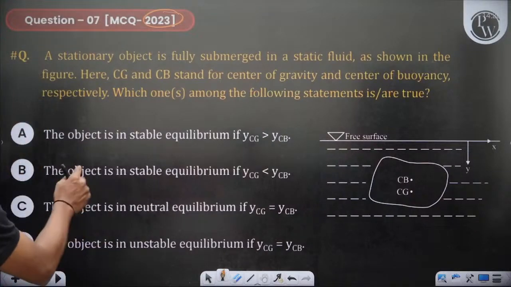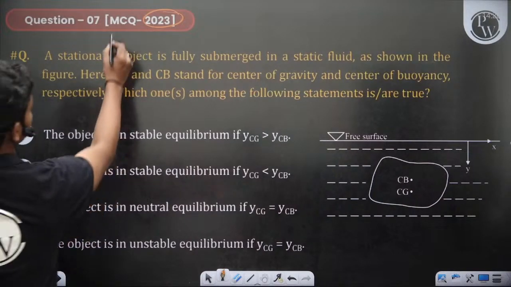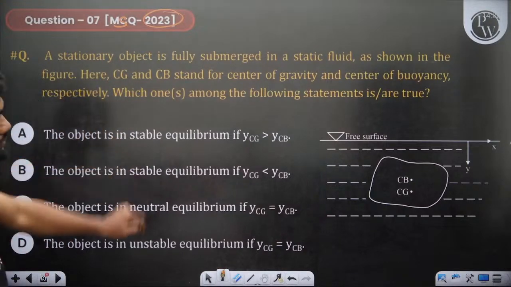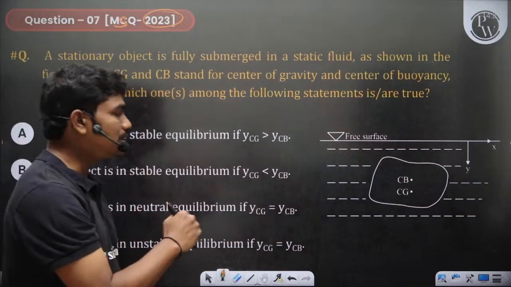Of course. Okay. The object is in stable equilibrium. Then this should be MSQ. Okay. It's MSQ. Then the object is in stable equilibrium if YCG is greater than YCB. What is the meaning of this?